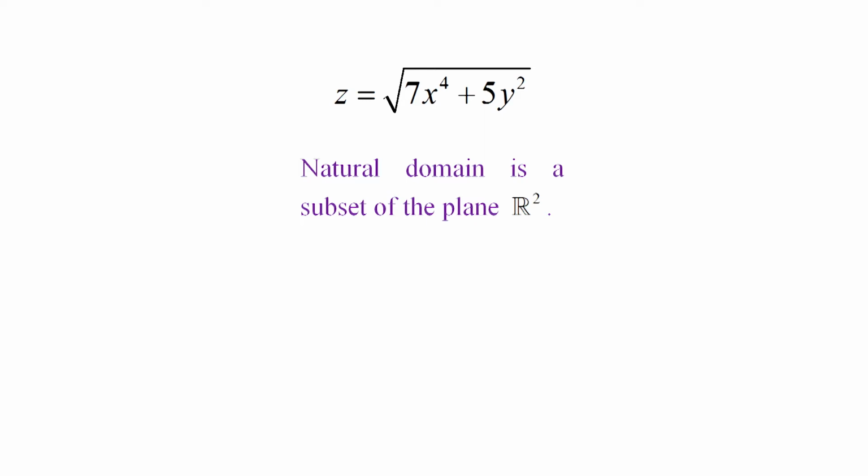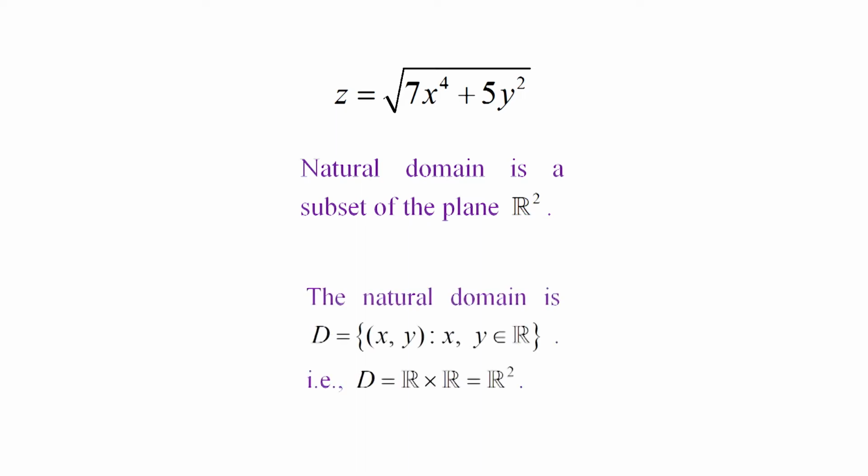Since the square root of a negative number is imaginary, it follows that the function is defined only for those ordered pairs (x, y) for which 7x^4 + 5y^2 is greater than or equal to 0. Due to the presence of x^4 and y^2, 7x^4 + 5y^2 is always non-negative for any choice of ordered pair (x, y).